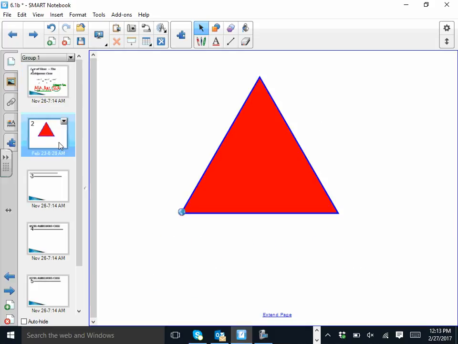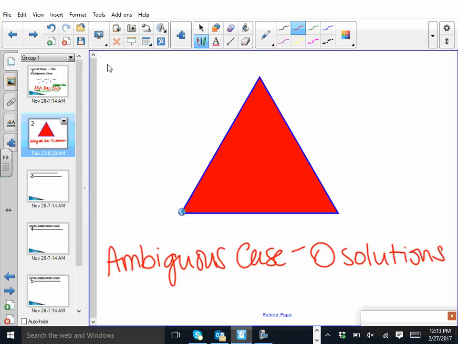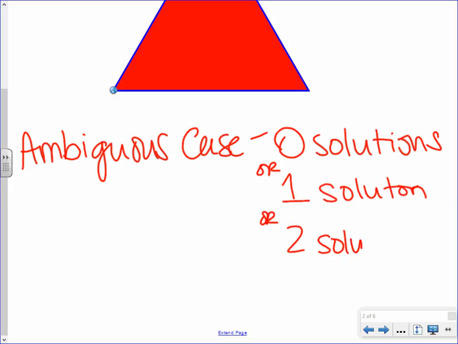So you may want to write down that in the ambiguous case, we could have no solutions. We could have one solution. Or we could have two solutions. I think that would be something that would be good to have in your notes.